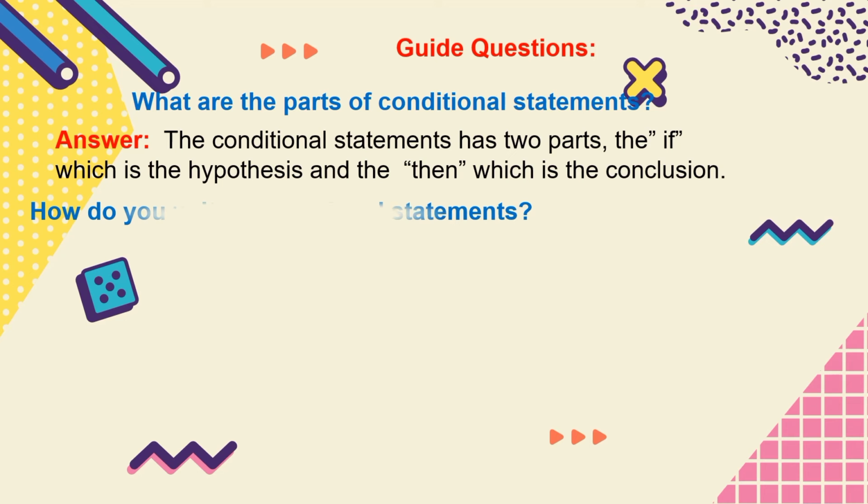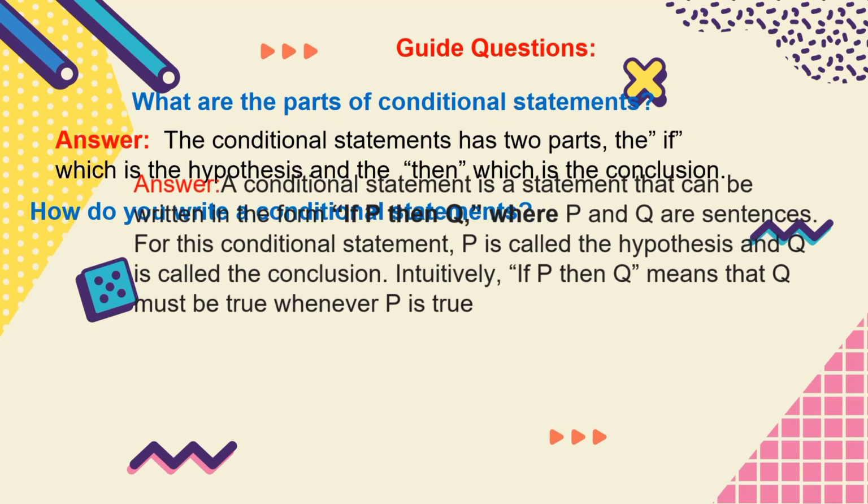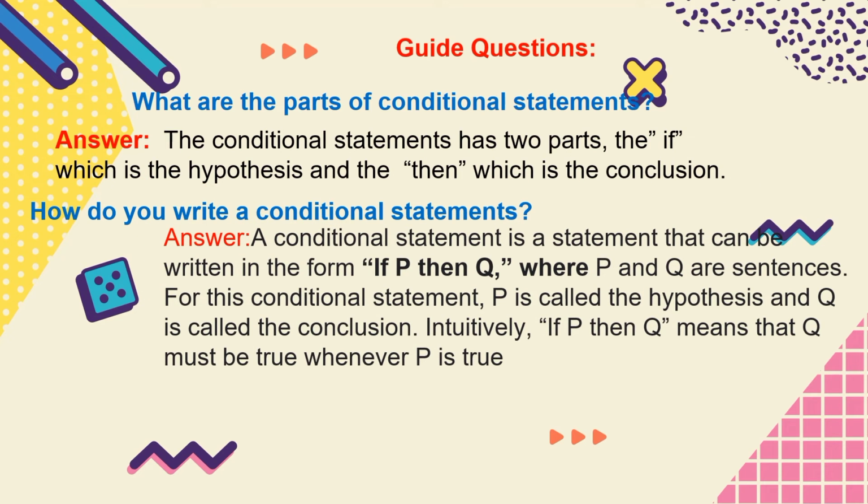And the next question is, how do you write a conditional statement? Yes, a conditional statement is a statement that can be written in the form if P then Q, where P and Q are sentences. For this conditional statement, P is called the hypothesis and Q is called the conclusion. Intuitively, if P then Q means that Q must be true when P is true.